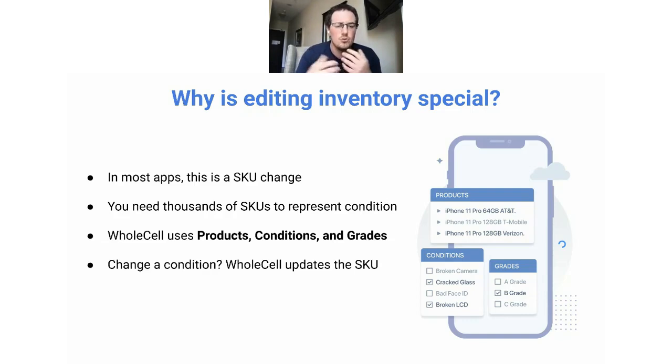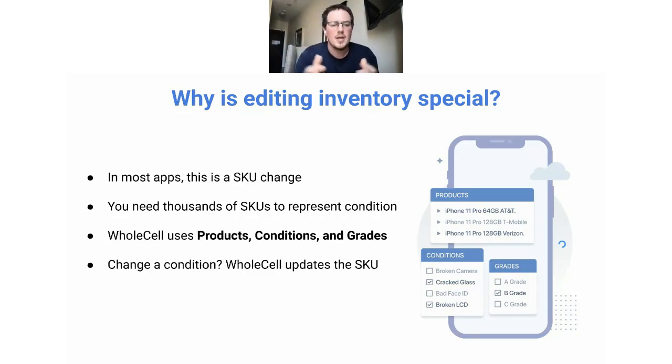But when you get into used device territory, that product could be in various conditions. It could have various grades, and every time you edit one of those things, you're talking about a different SKU. So when you use a traditional SKU system to represent used inventory, it gets out of hand very quickly, and you have thousands of SKUs.